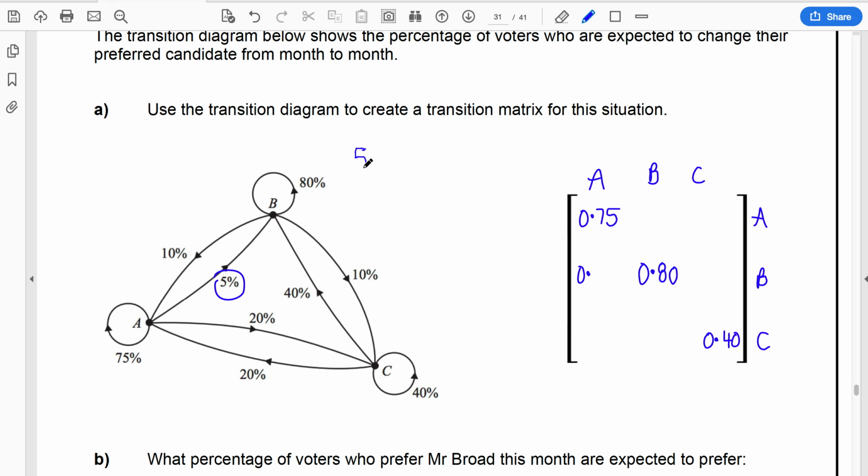One of the most common mistakes that I see is students write 5% as 0.5. Oops, 0.5. Now that's incorrect. 0.5 is 50%. We know that's a half. So just be really careful with that because it's a very common error. 5% is 0.05.